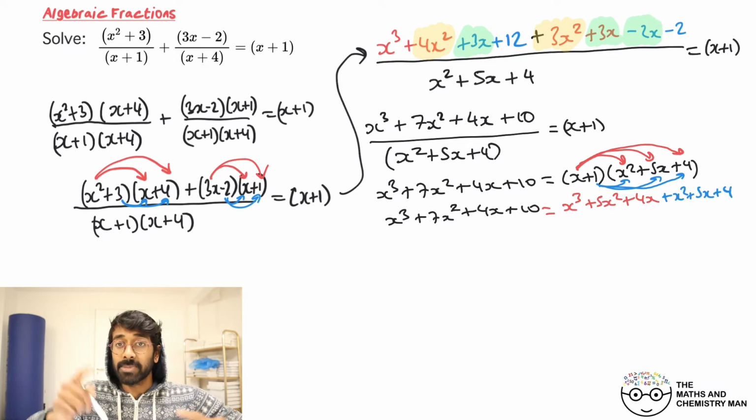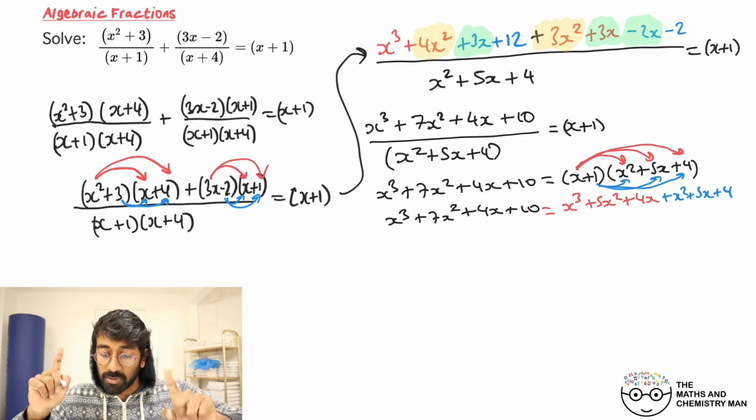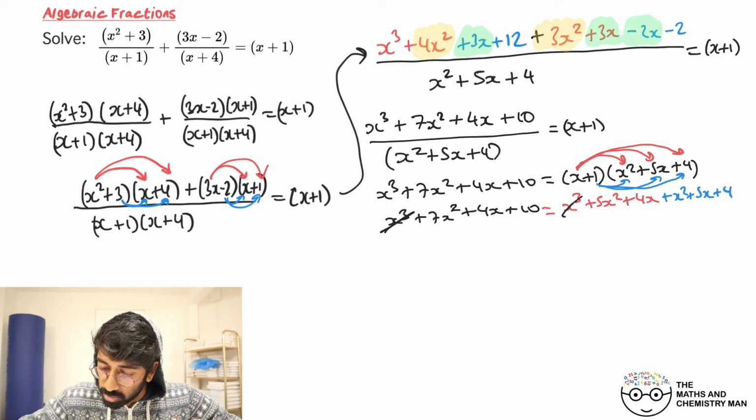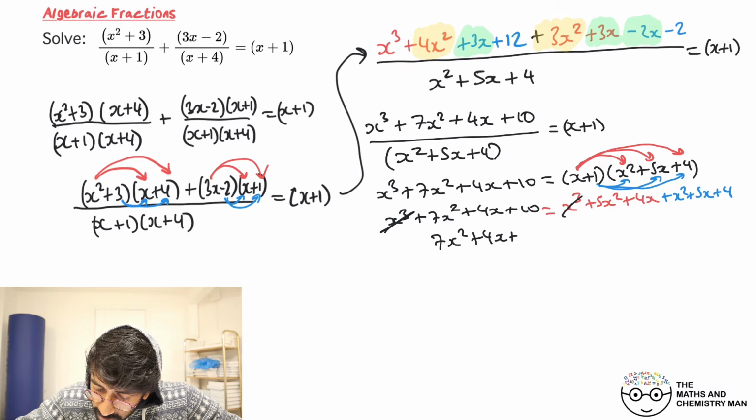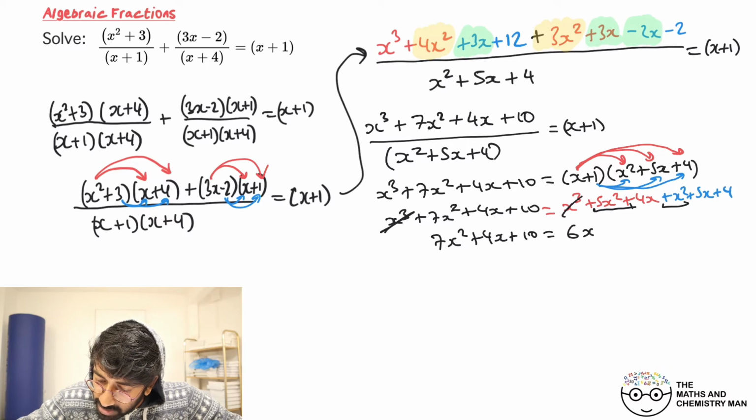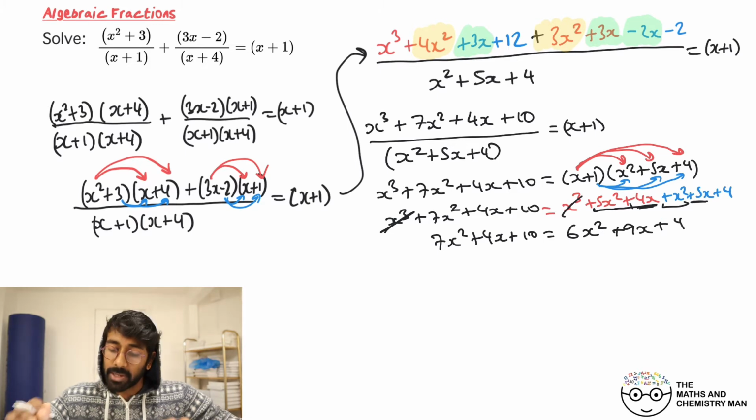Okay, now we can do some cancelling here. We've got x cubed on both sides, so we can just get rid of those. Gone, gone, bye-bye. Then, what have we got here? It looks like we just need to do a bit more neatening up over here. So we've got 5x squared over there and x squared, so we can make it 6x squared in total. We've got a 4x and a 5x, so plus 9x and then plus 4. There we go. This is good.